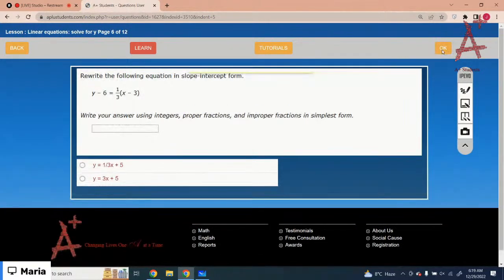Okay, the next one is rewrite the following equation in slope intercept form. So y minus 6 equals 1 over 3 times x minus 3. So which of the options is the correct one?